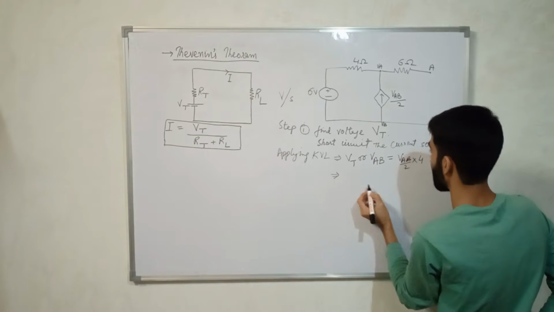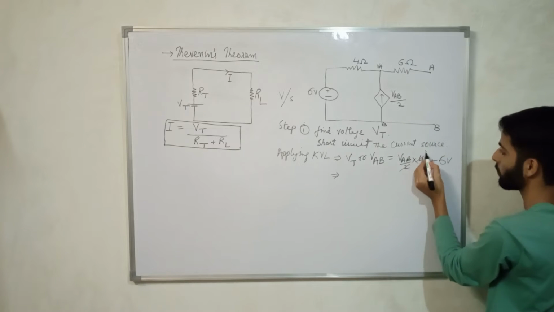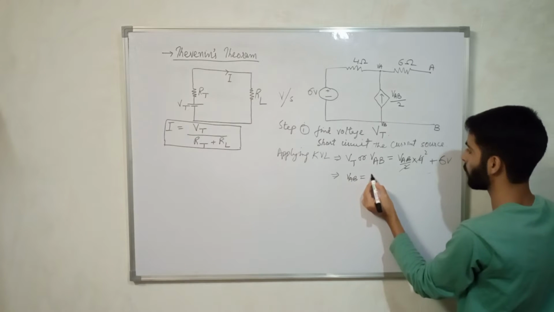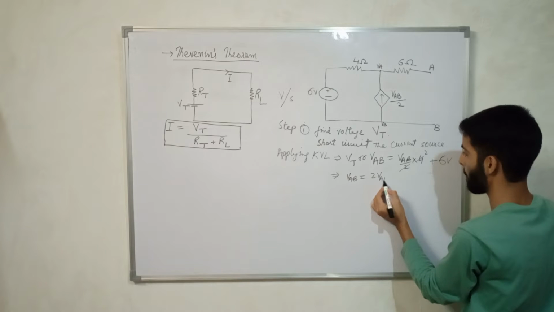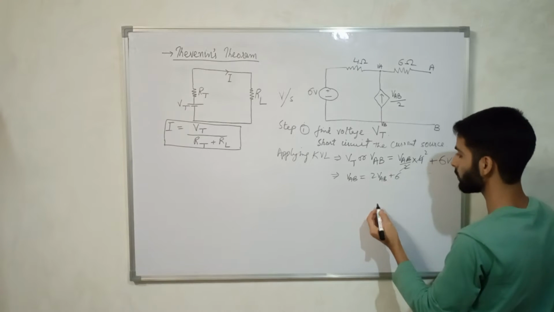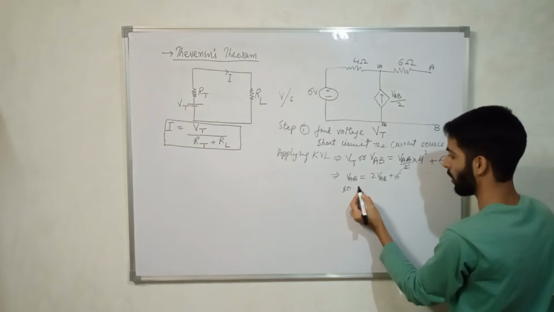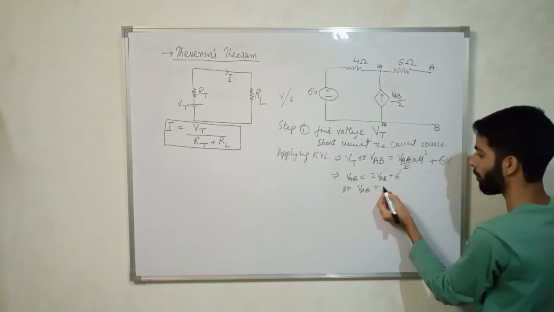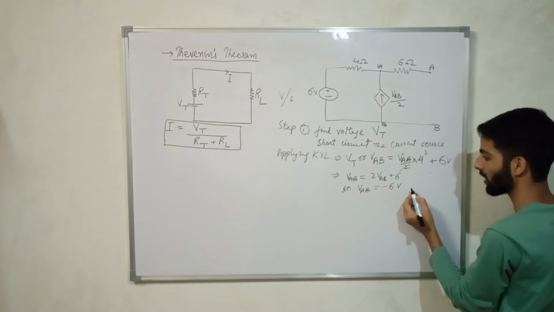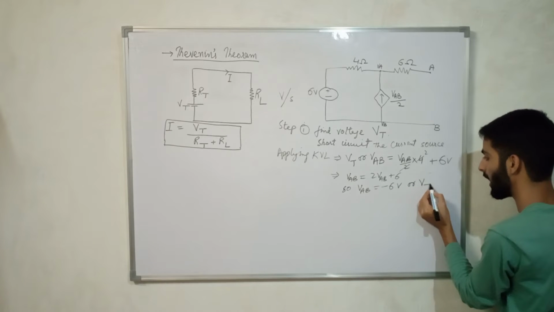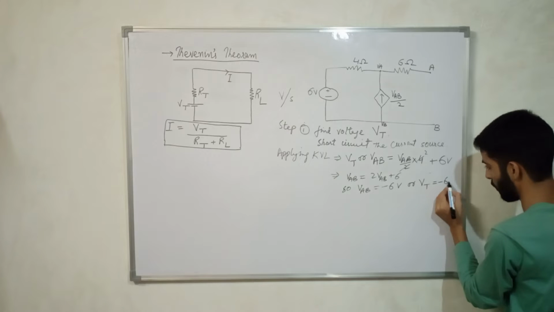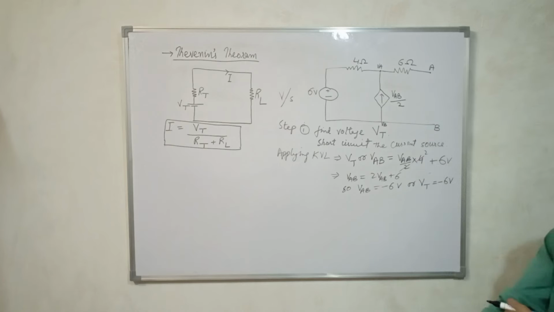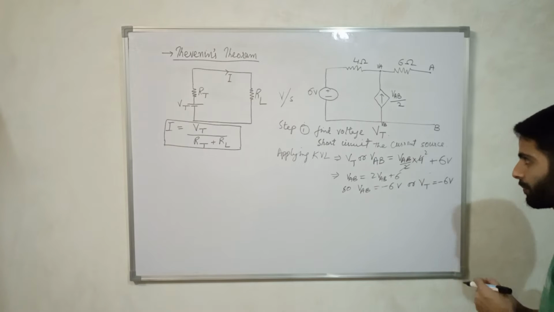In this way, we get VAB is equal to 2VAB plus 6. So VAB is equal to minus 6 volt, or Thevenin's voltage is equal to minus 6 volt. So this is step 1, which is complete at this point.